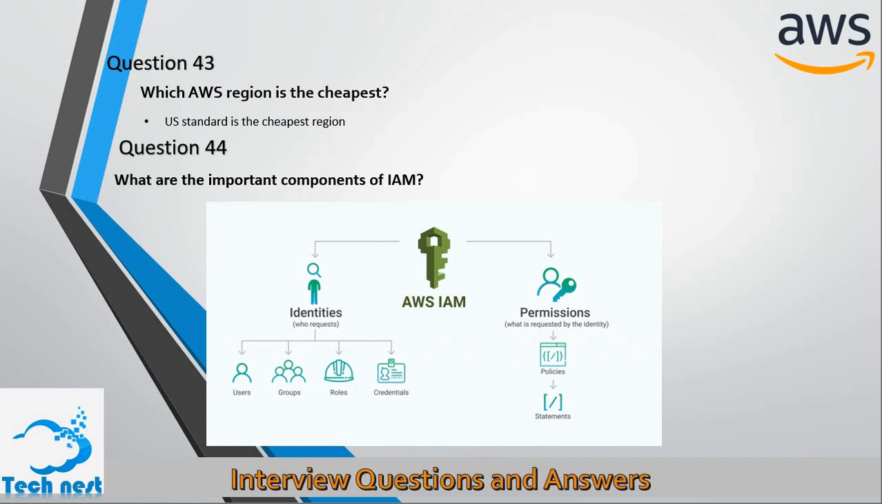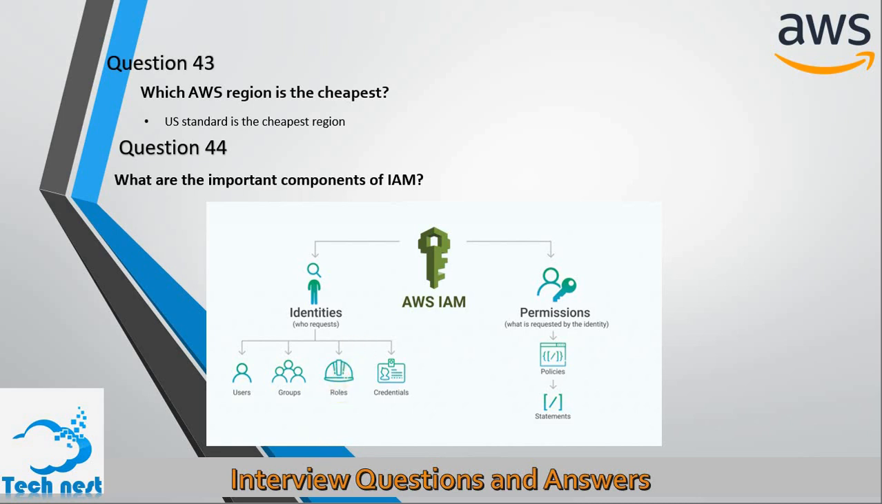What are the important components of IAM? Here I have given the diagram. IAM user. An IAM user is a person or service that will interact with AWS. A user can sign in to the AWS Management Console for performing tasks. IAM group. An IAM group is a collection of IAM users. We can specify permissions to the IAM group. This helps in managing a large number of IAM users. We can simply add or remove an IAM user to the IAM group to manage the permissions.